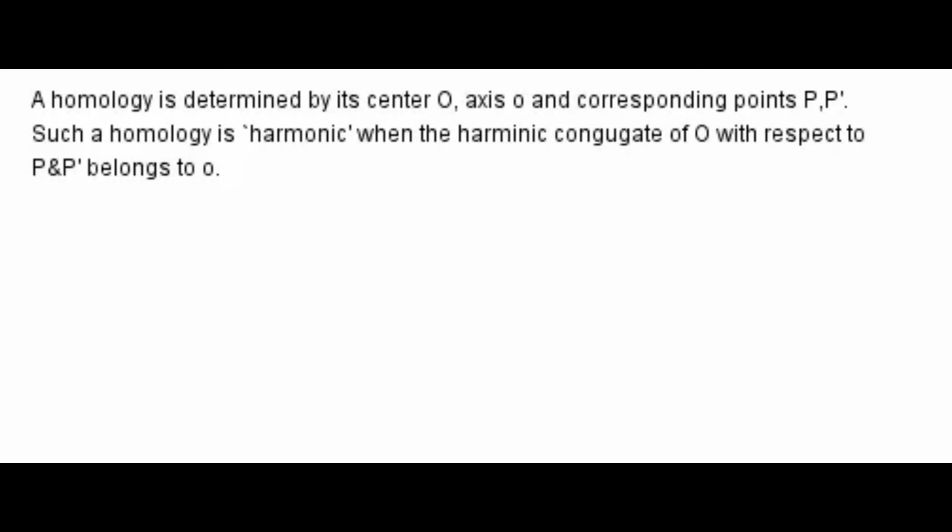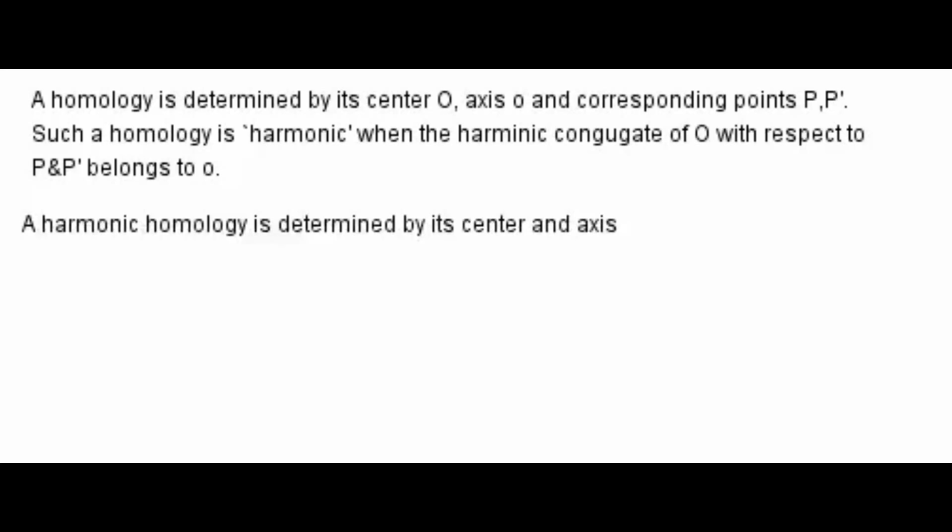However, there's actually a simpler class of homologies, which are called harmonic homologies. Those have the property that the harmonic conjugate of the centre, O, with respect to a couple of corresponding points, P and P dash, always belongs to the axis little o. So for these special homologies, we need less information to specify them. In particular, all we need to know is its centre and its axis.